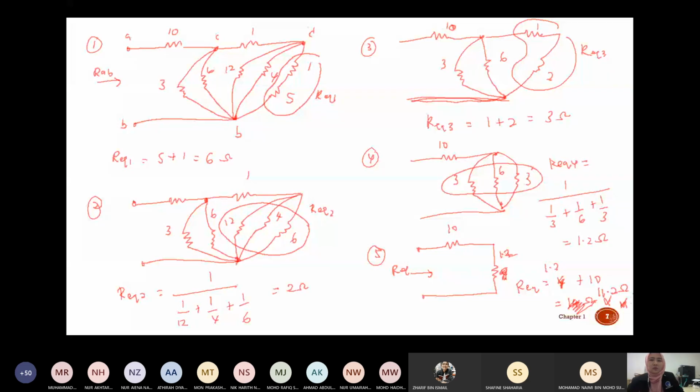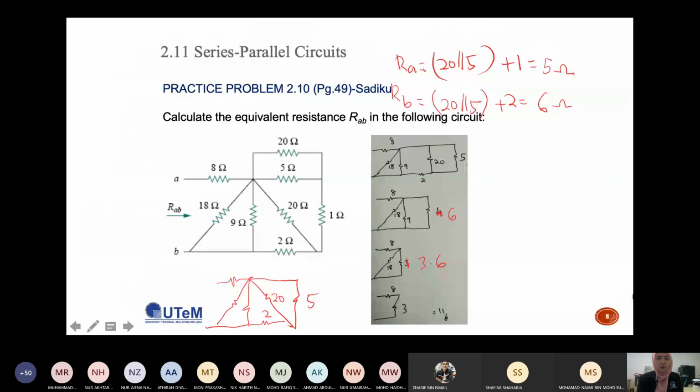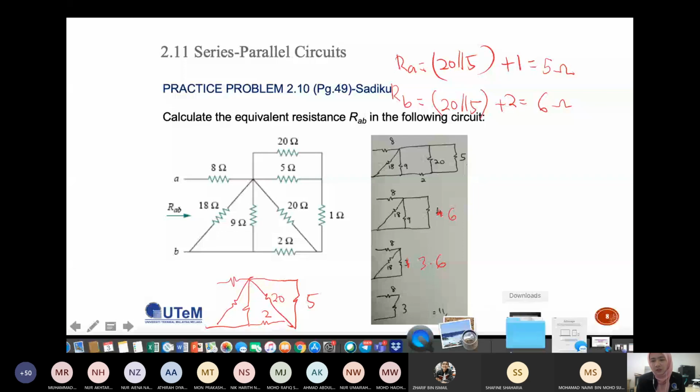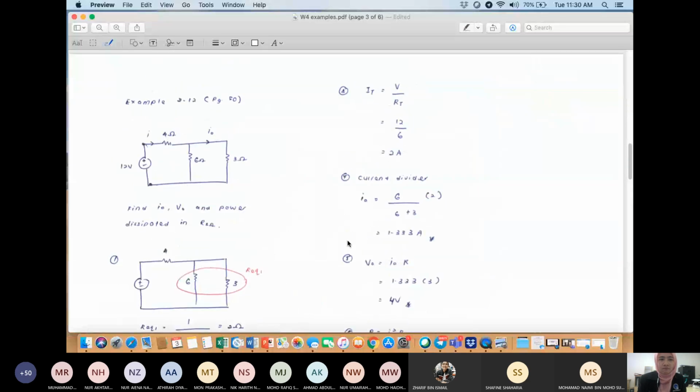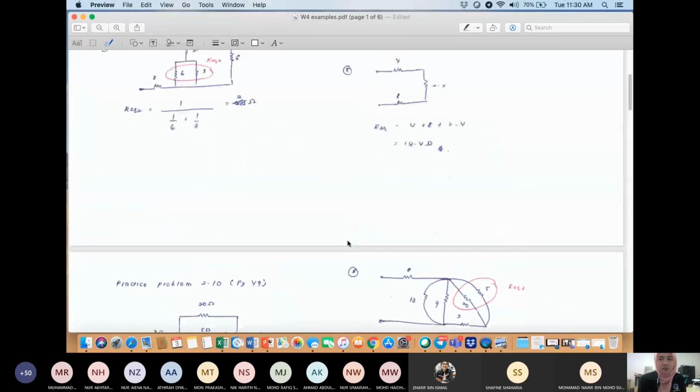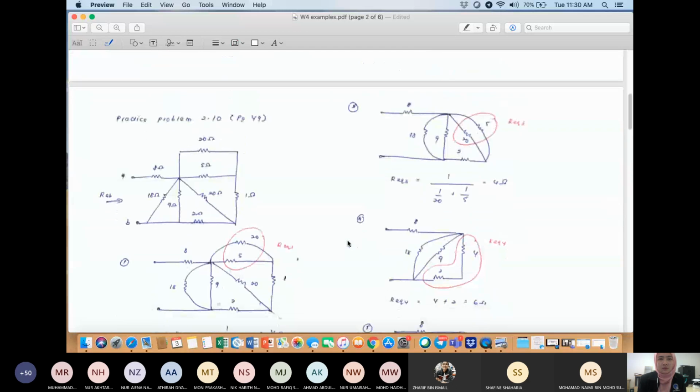I hope you managed to jot this down. Next is practice problem 2.10, page 49. Let's do practice problem 2.10, page 49. So this one.